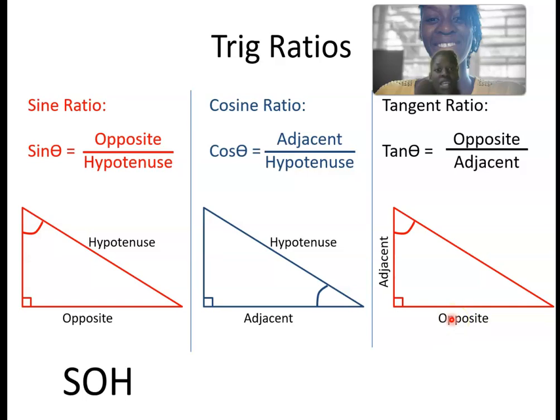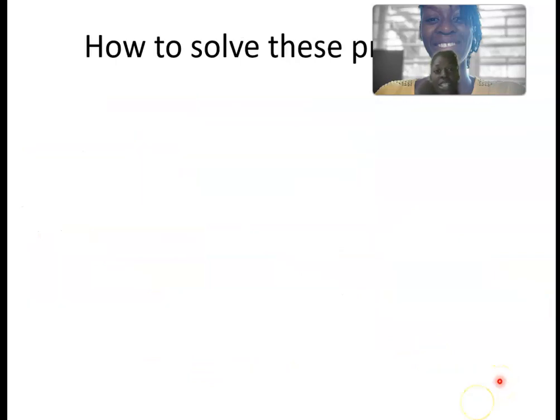And we have an abbreviation to help you remember: SOHCAHTOA. Sine is opposite over hypotenuse, cos is adjacent over hypotenuse, tan is opposite over adjacent. And that is how to solve these problems.